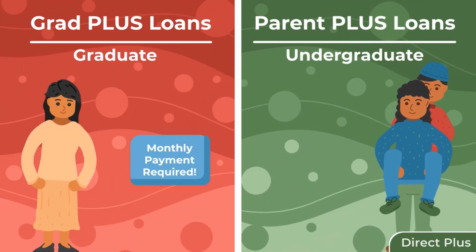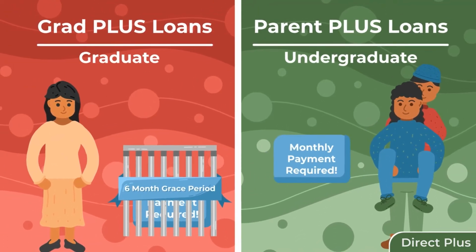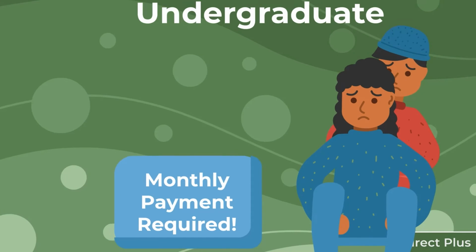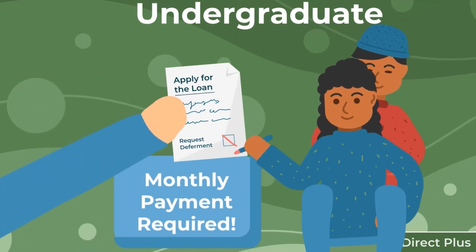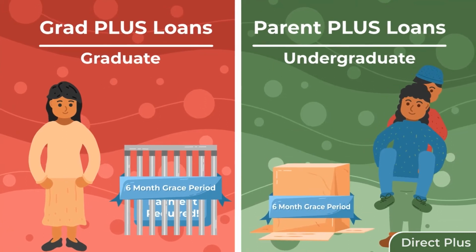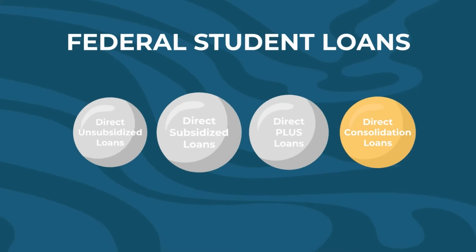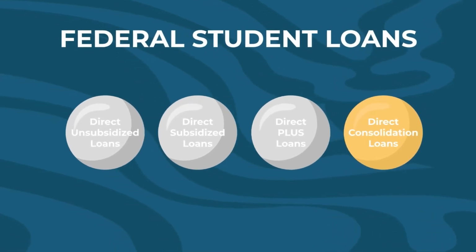A grad plus loan has a built-in 6-month grace period, where a parent plus loan has no built-in grace period. You'll actually need to request a parent plus borrower deferment while applying for the loan in order to get a 6-month grace period added. The final type of federal student loan is called direct consolidation loans.